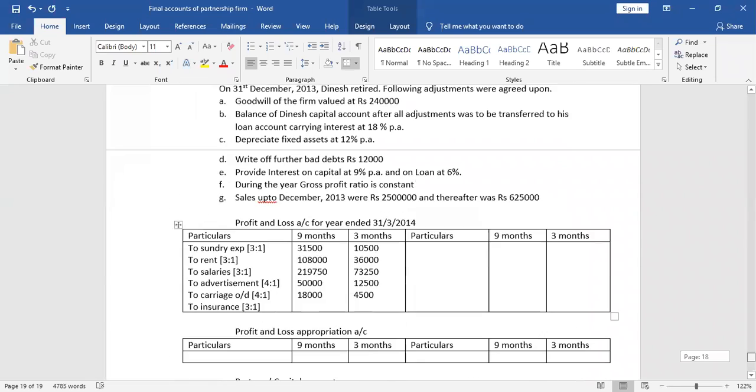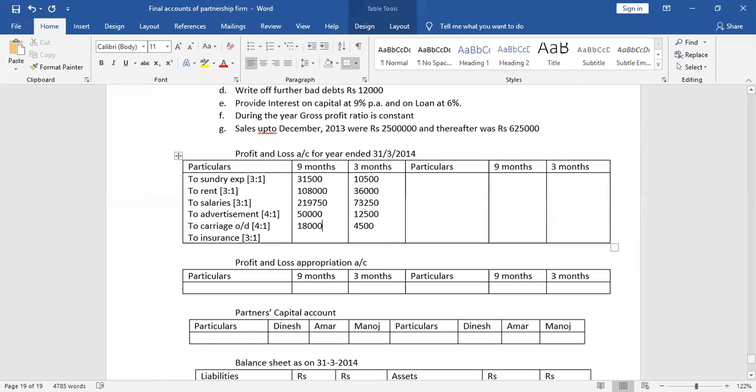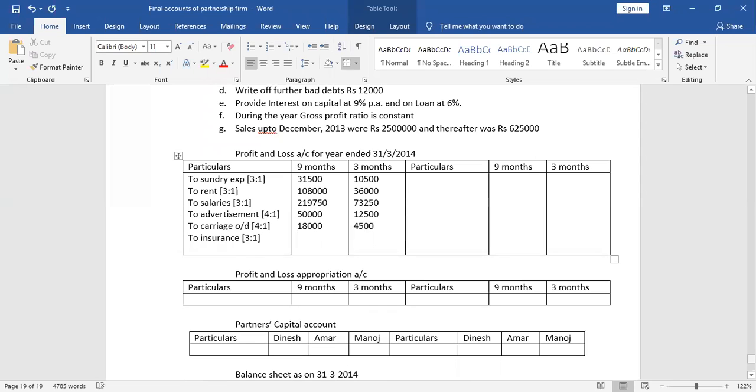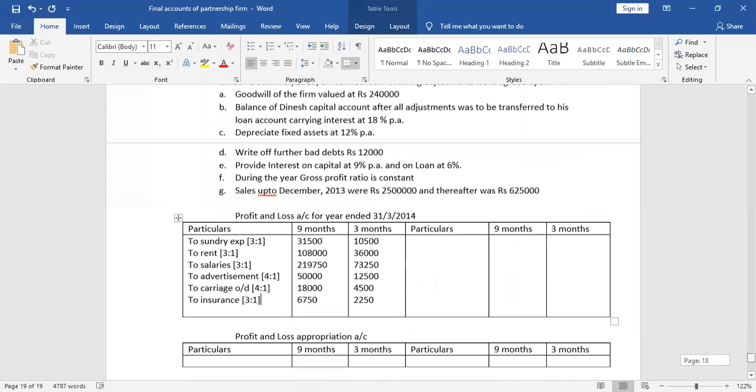What is the amount of insurance? The amount of insurance is 9,000. So divide 9,000 in the 3:1 ratio. You will get 6,750 and 2,250. So after insurance, what do you have? After insurance, salesman commission 1,50,000.